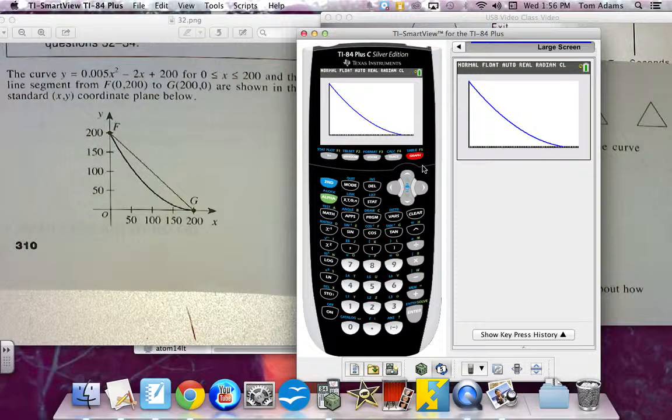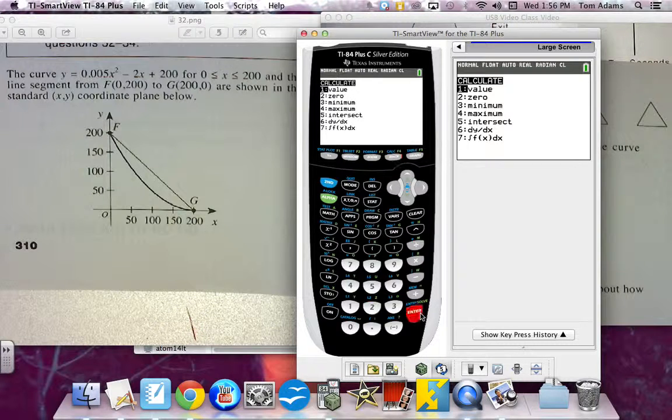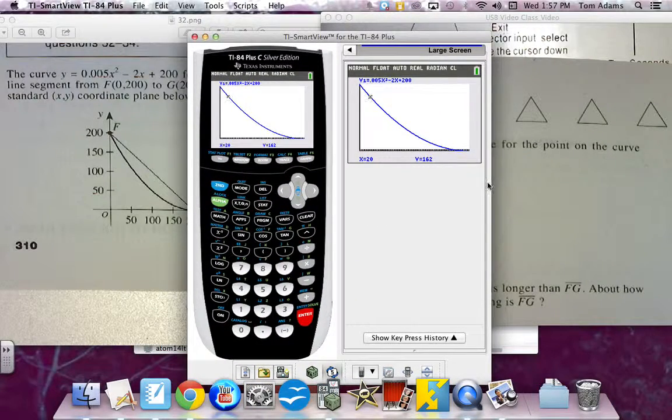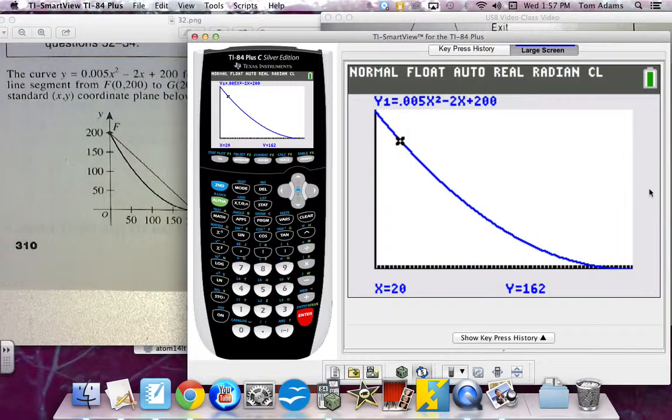Now, there's lots of ways that I can find out what that value is, but if you've graphed it in the graphing calculator, basically the easiest way is to hit second trace, and option number 1 is value. Now, what that does is that lets you plug in an x value, and it spits out a corresponding y value. What's the y value, guys? What's the corresponding? Here, I'll make it a little bigger on the screen for you. What's the corresponding y value?